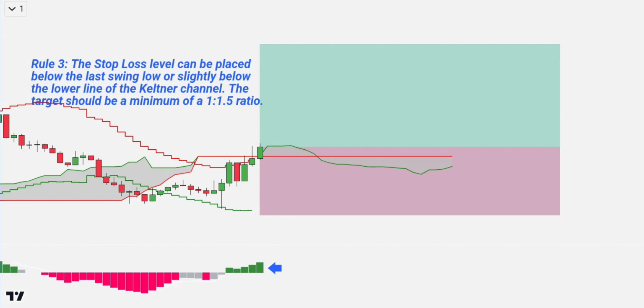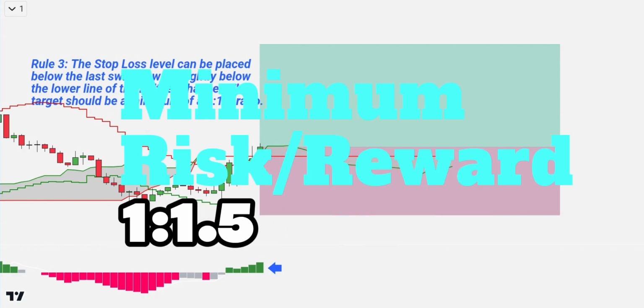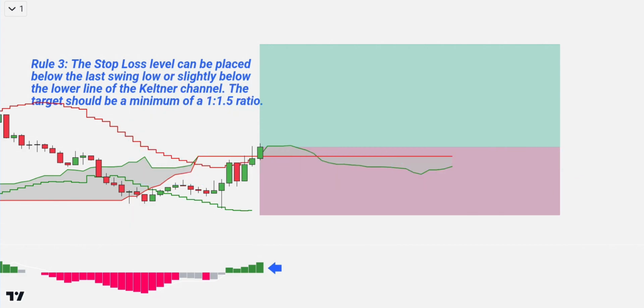Rule 3 is all about managing risk and setting targets for our long positions. By placing our stop loss either below the last significant swing low or just under the lower line of the Keltner channel, we ensure that potential losses are controlled. Simultaneously, targeting a minimum risk-reward ratio of 1 to 1.5 allows us to seek opportunities with favorable profit potential compared to the risk involved. This rule forms the cornerstone of our risk management strategy.